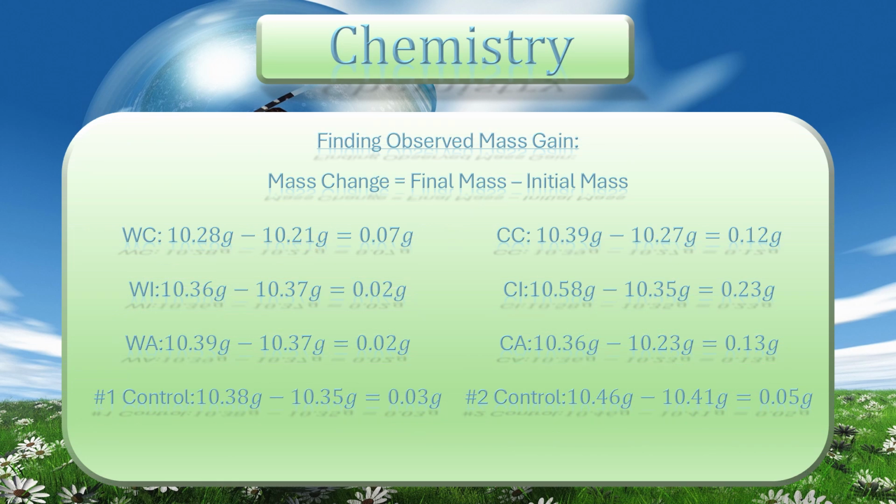Next, we find the observed mass gain. Pretty simple. It's just mass change, so final mass minus initial mass. It was everything I stated before. Again, for warm intermediate, I'm using week 2, so to get that 0.02 grams, that negative just threw off all the calculations for warm intermediate.